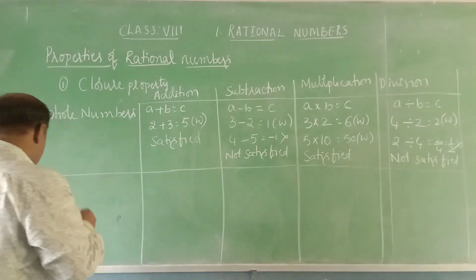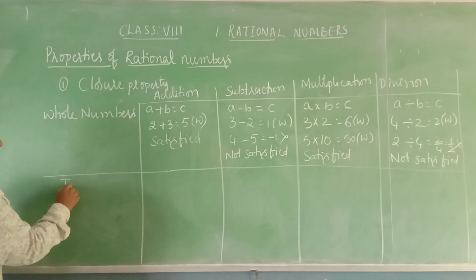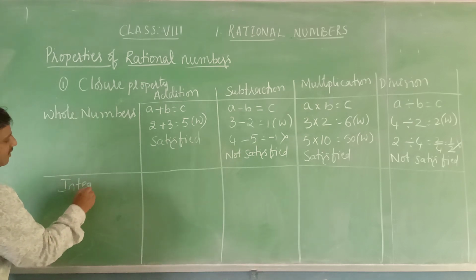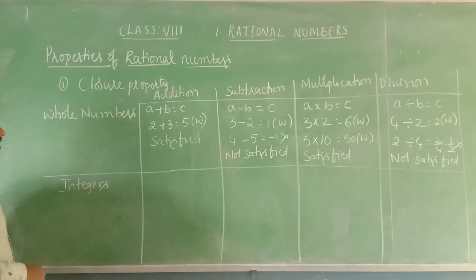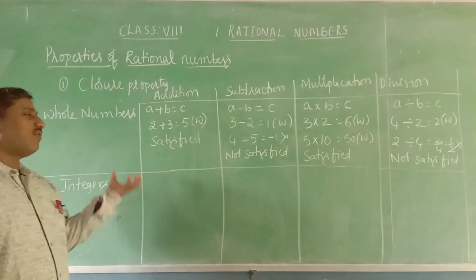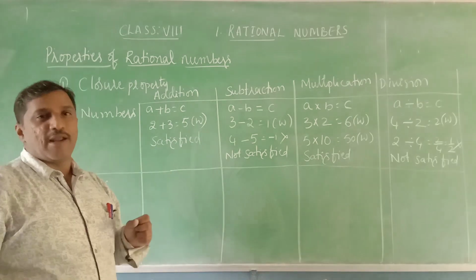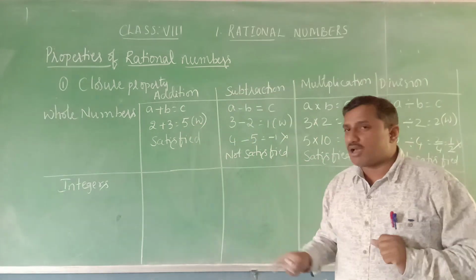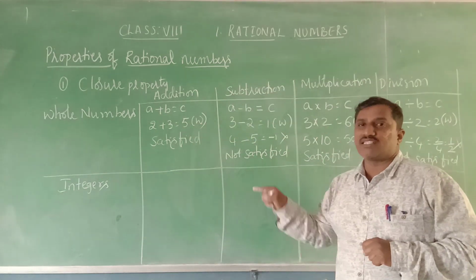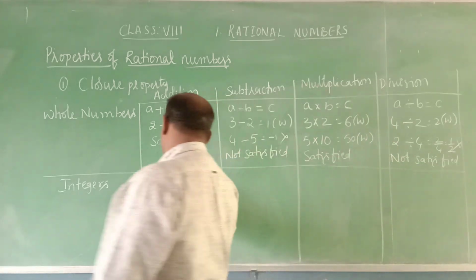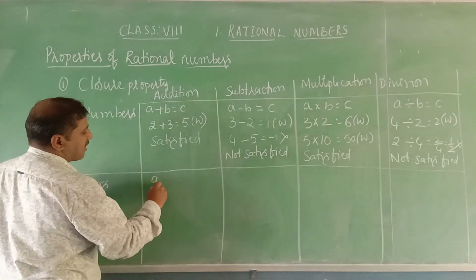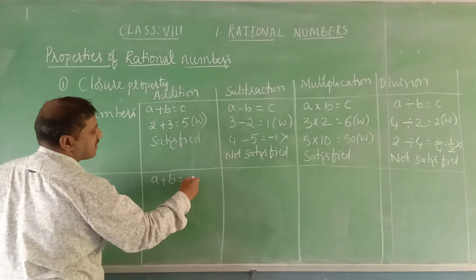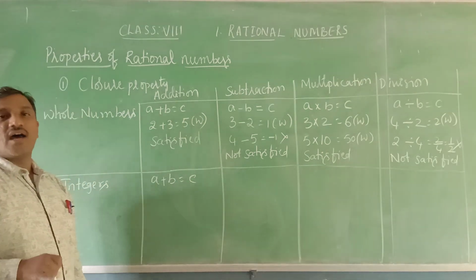Now we will discuss integers, the second set of numbers. Here also we are considering two numbers a and b, and those are integers. For integers we consider a and b are integers. Their sum is also an integer. Let a and b be two integers, and their sum a plus b is also an integer.